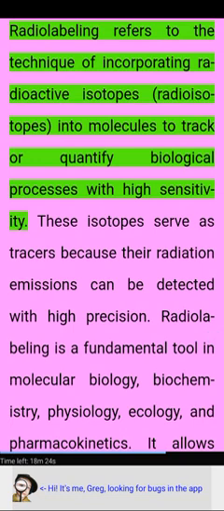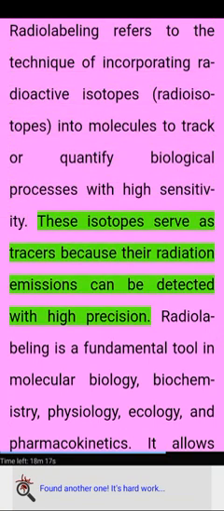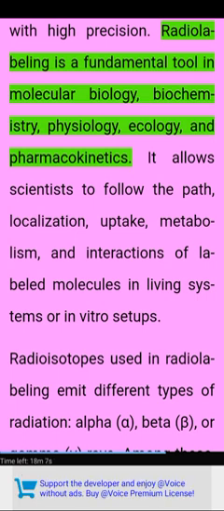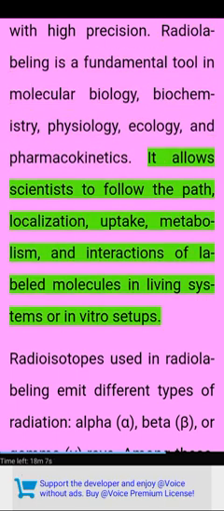Radiolabelling refers to the technique of incorporating radioactive isotopes, radioisotopes, into molecules to track or quantify biological processes with high sensitivity. These isotopes serve as tracers because their radiation emissions can be detected with high precision. Radiolabelling is a fundamental tool in molecular biology, biochemistry, physiology, ecology, and pharmacokinetics. It allows scientists to follow the path, localization, uptake, metabolism, and interactions of labeled molecules in living systems or in vitro setups.